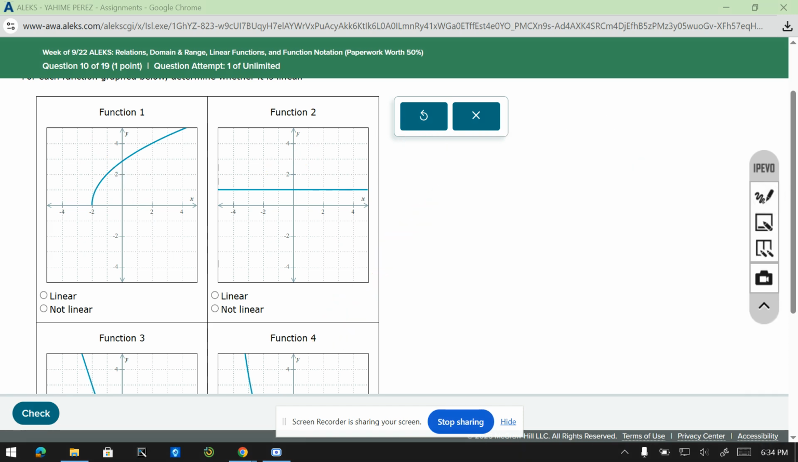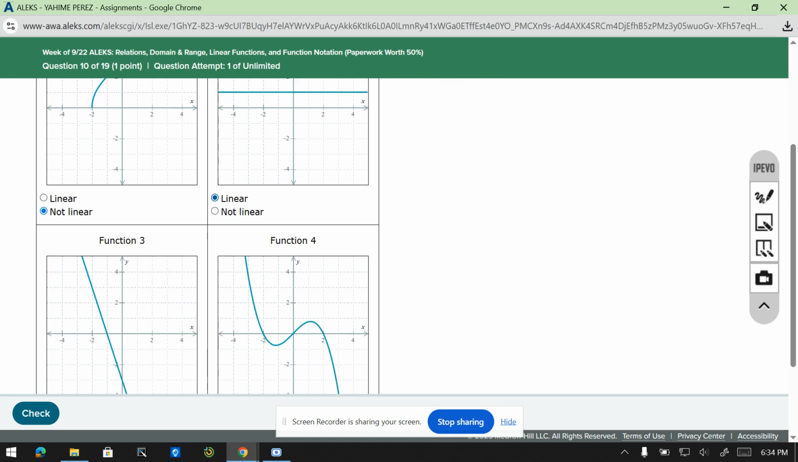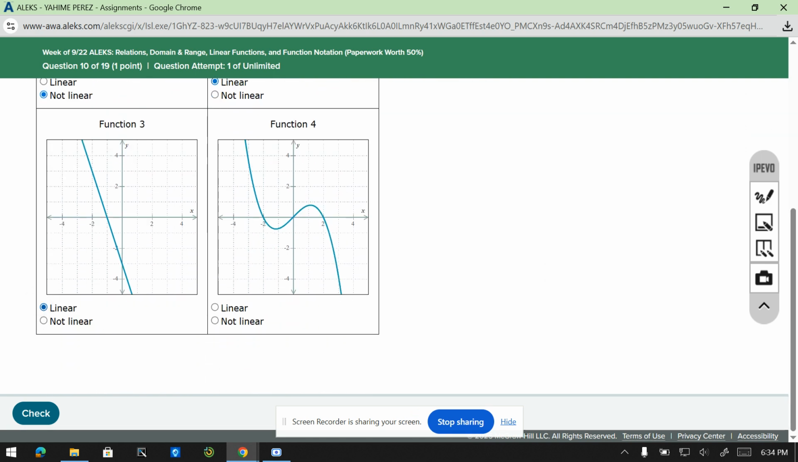Okay, so function 1 is curved, so it's not linear. Function 2 is a straight line, so that is linear. Function 3 is a straight line, so that is linear. And function 4 is curvy, so that is not linear.